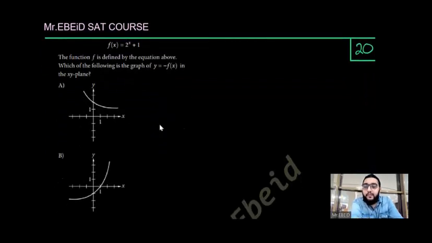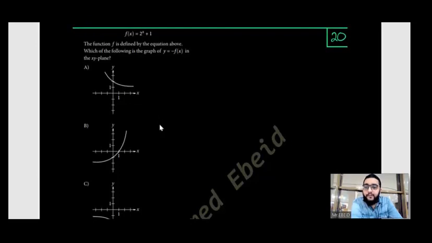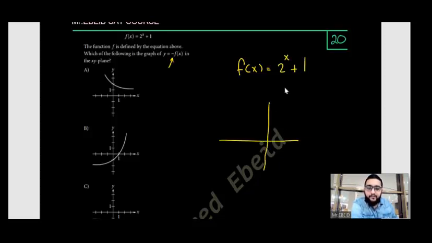f of x equals 2 to the power of x plus 1. The function f is defined by the equation above. Which of the following is a graph of y equals negative f of x? You know, negative means we reflect. So at the beginning, we have f of x equals 2 to the x plus 1. How can we find this? You know, this is an exponential function.